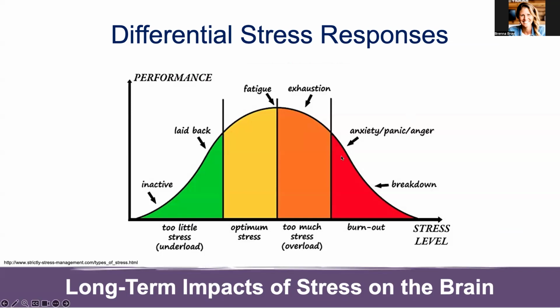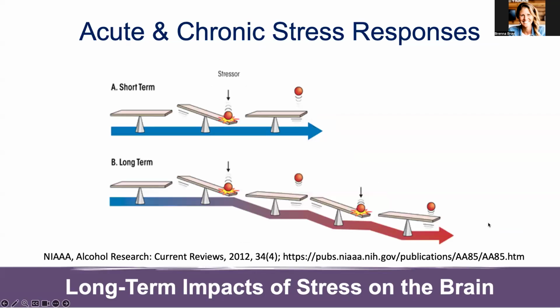And so when we have large amounts of stress, or that system stays on for a long amount of time, that's when things can really get into this red zone here. We can get anxiety, panic, anger, breakdown, burnout, all of these types of symptoms. Here's a really good way to think of it. Stress is like our emergency system. It can save us once, right?